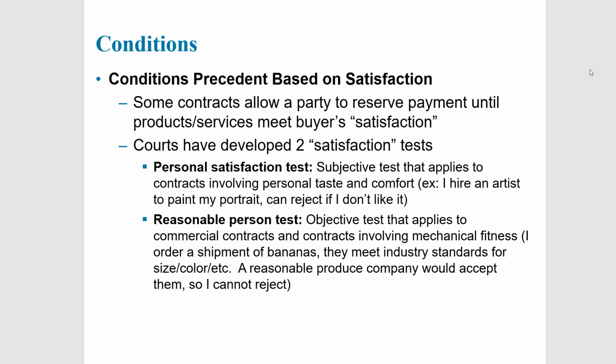So an example could be that I order a shipment of bananas. There are some industry standards regarding size, color, quality, and the bananas all meet those standards. So I wouldn't be able to reject them because a reasonable produce company would accept them. I can't do something that a reasonable person wouldn't do. A reasonable person would accept. I have to accept as long as they meet those objective standards.